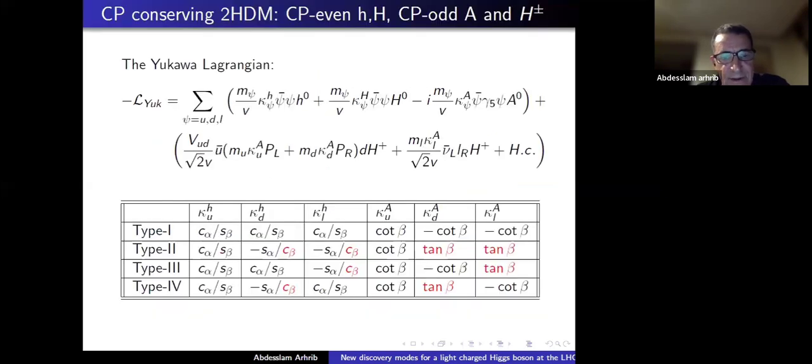Okay, so those are the couplings of the different Higgs. This is the light CP even, the heavy CP even, and the CP odd. In the second line is the coupling of charged Higgs to fermions. These couplings depend on tangent beta, which is the ratio of the VEVs, and also the mixing alpha, which is the mixing between the CP even and CP odd terms.